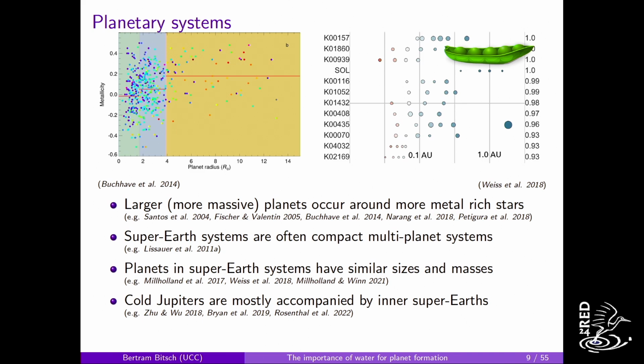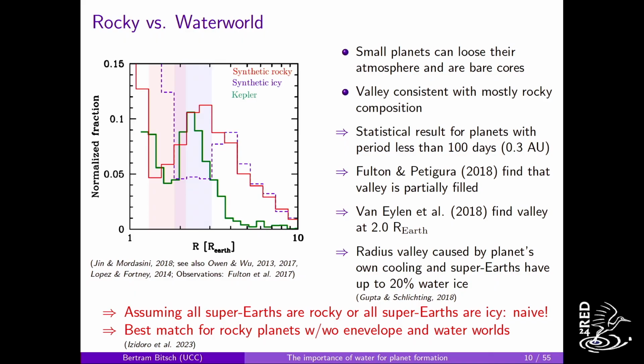Now, of course, there are also systems where we have inner super-Earths and outer giant planets, and there's still a bit of a debate about how frequent this is. For example, Zhu and Wu 2018 claimed that basically every cold Jupiter should have inner super-Earths, while other papers seem to indicate maybe not, maybe only every second. So there's still a debate about the correlation between outer cold giant planets and inner super-Earths. We will see later on why this is very, very important for the formation of these planetary systems. So the question that we always have to answer is, how can we explain this diversity of planets and planetary systems?